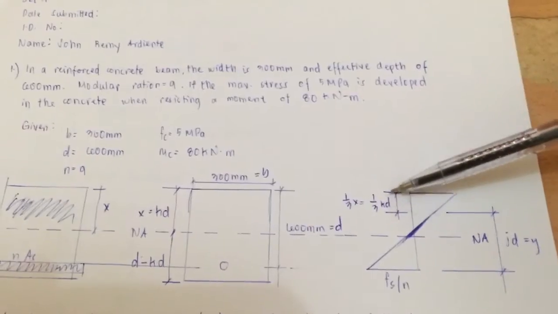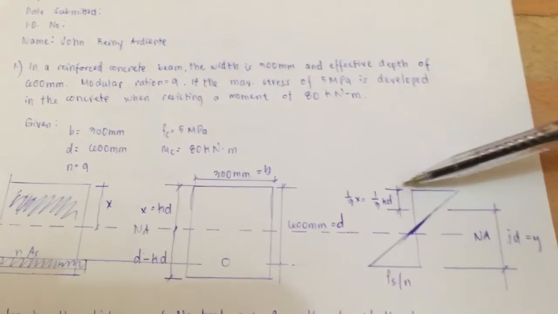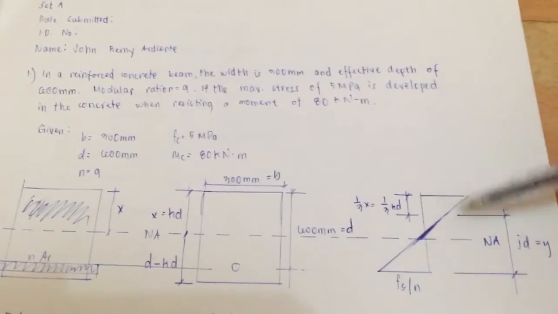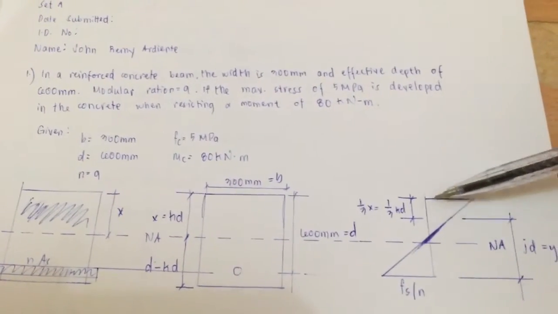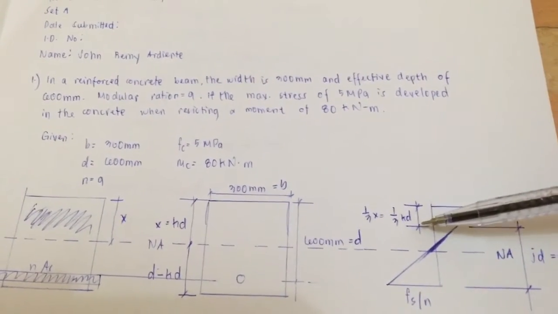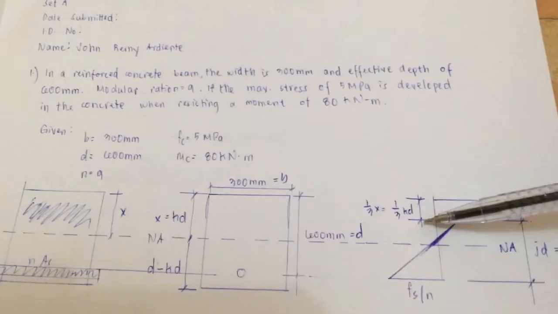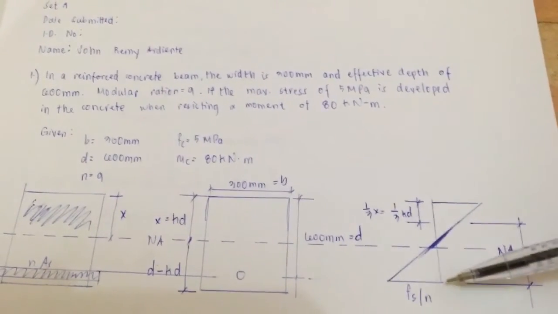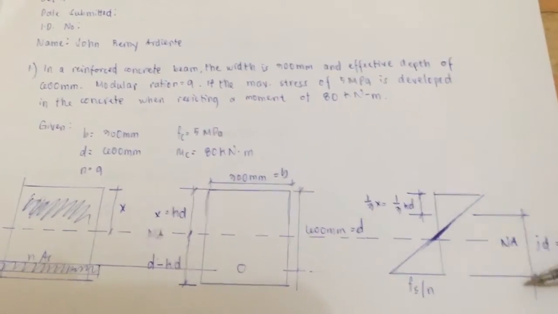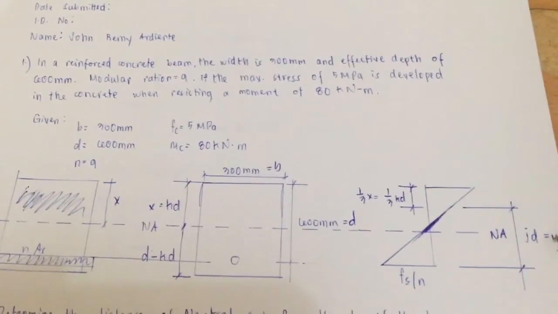This distance, from the extreme fiber up to here, is what we call the centroid of this triangle in which our concrete experiences compression. On the other hand, this distance is from the centroid of your compression block down to the steel reinforcement, which is located at the very bottom. It is denoted by jd, or let's say Y.